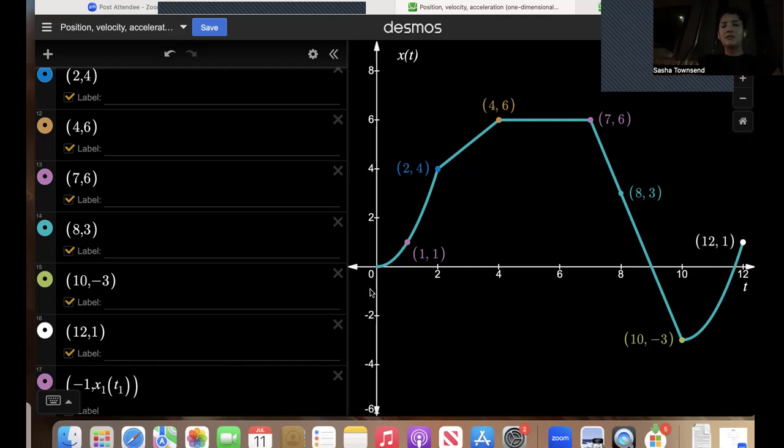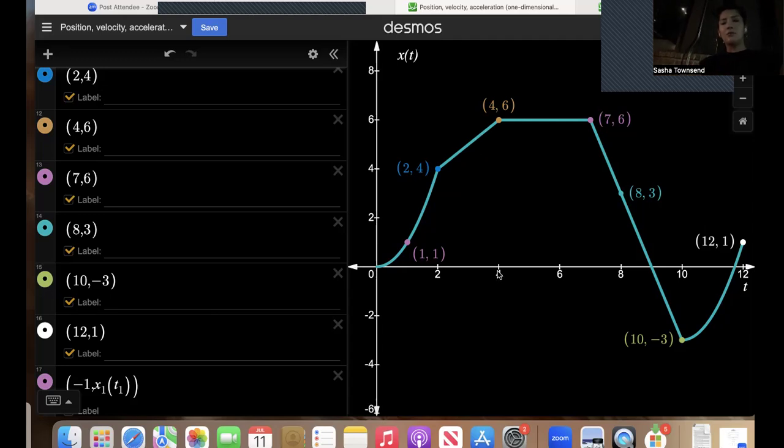The velocity is increasing with the equation of 2t. So at time t equals 0, the velocity is 0. At time t equals 1, the velocity is 2 meters per second. And then at time t equals 2, the velocity is 4 meters per second. And then from t equals 2 seconds to t equals 4 seconds, the particle just has a constant speed of 1, so it's not accelerating at all. It just goes at a very constant speed.